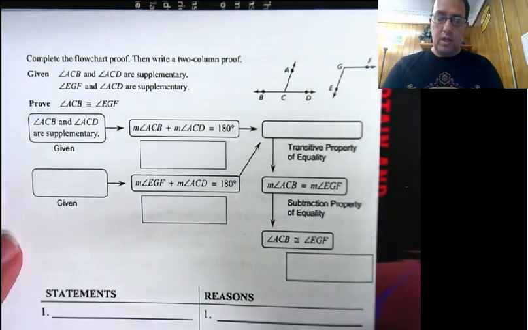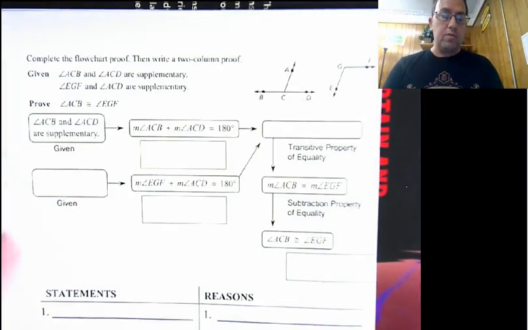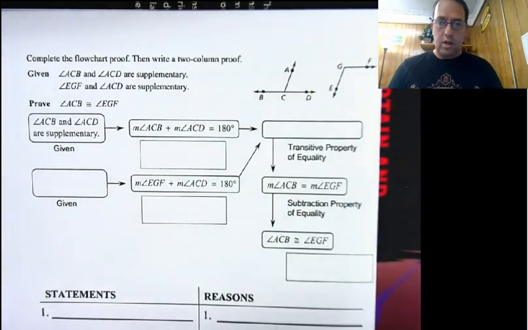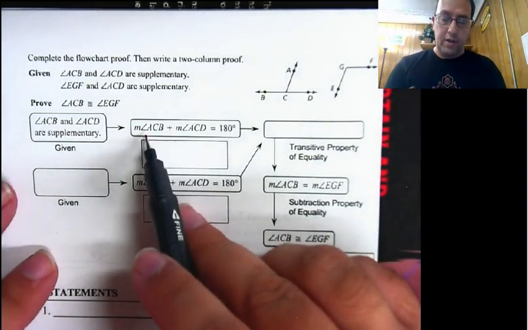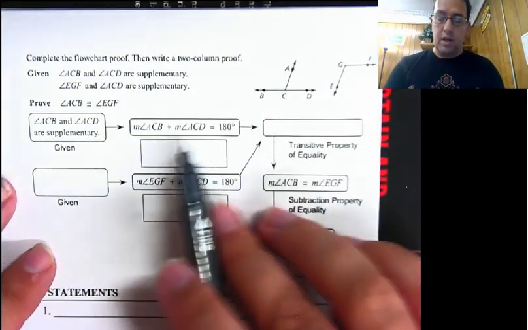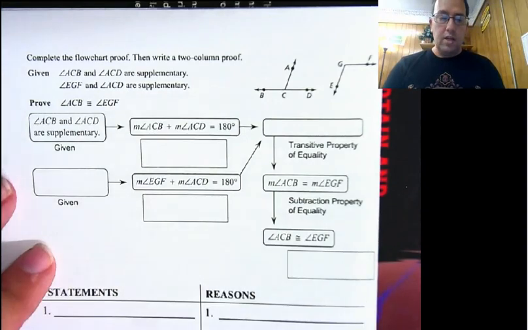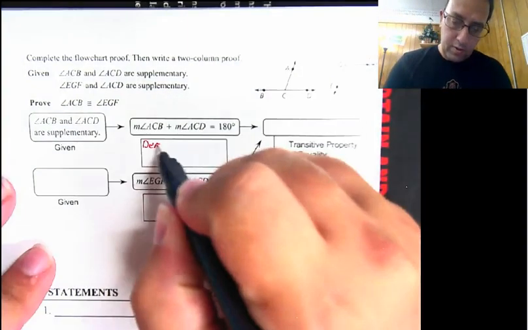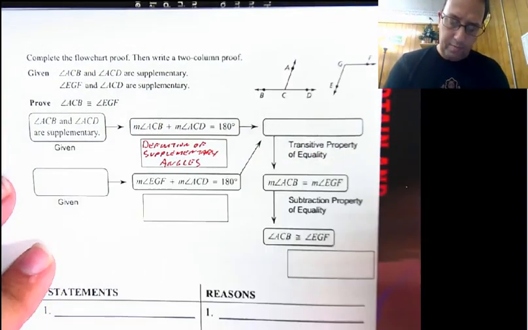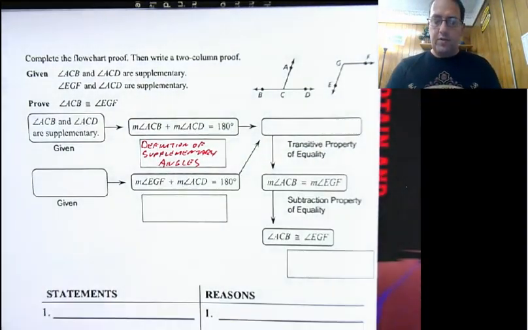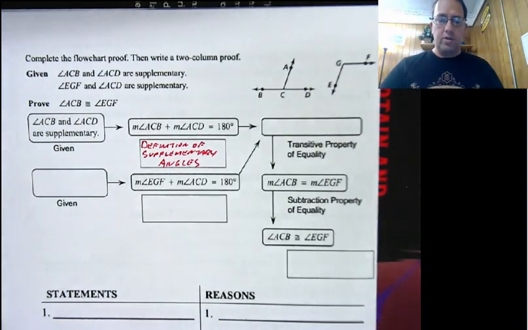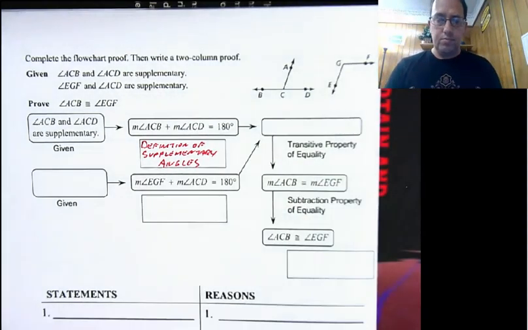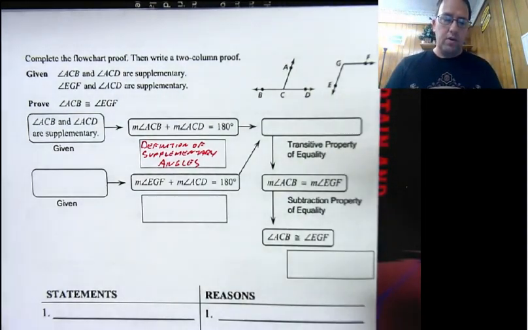Well, we can talk about supplementary. That's all we got, so that's all we'll use. Supplementary means that the two angles add up to 180 degrees. That is the definition of supplementary. So the measure of angle ACB plus the measure of angle ACD equals 180 degrees. Reason: definition of supplementary angles. So the definition of supplementary angles is that the measures add up to 180 degrees. So that's what we got. And where do we go from there?